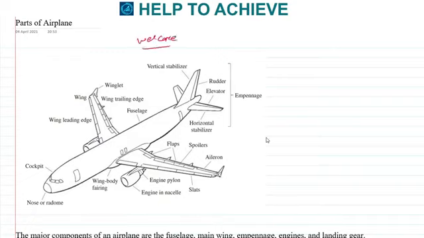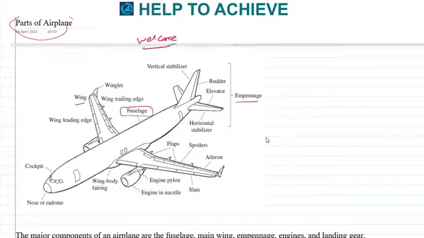So today in this video we'll be discussing some of the major components of a plane, or the parts of an aircraft. Some of the important components of the aircraft are the fuselage, the empennage, the landing gear, the cockpit, and the wings. So these are some of the important components of the aircraft, and we'll be discussing the functionality of each one of them in detail.